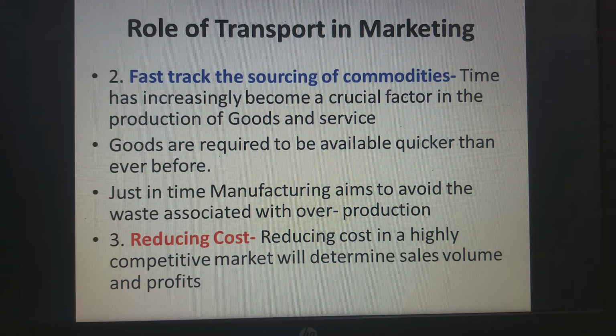The third role is reducing costs. Reducing costs in a highly competitive market will determine sales volume and profits. So when you have the ability to transport goods as they are produced, it will reduce your costs. It will reduce storage costs, and as a result of that, you can beat the market. You can become competitive in the marketplace.